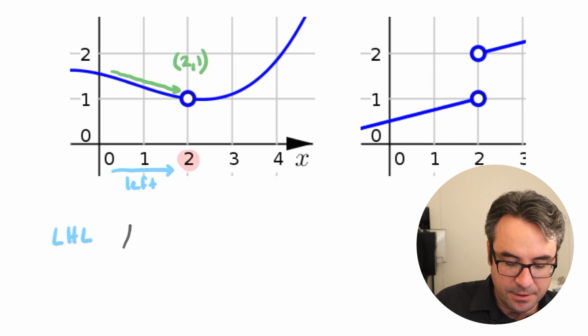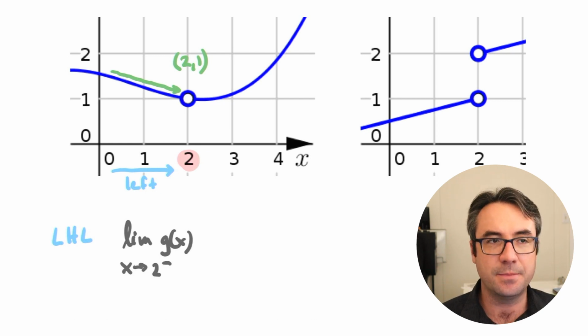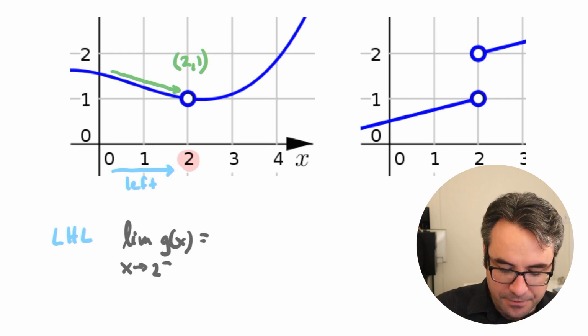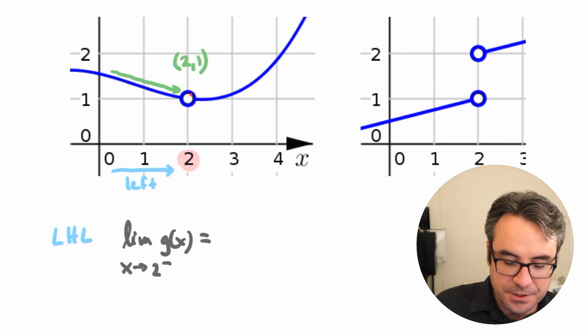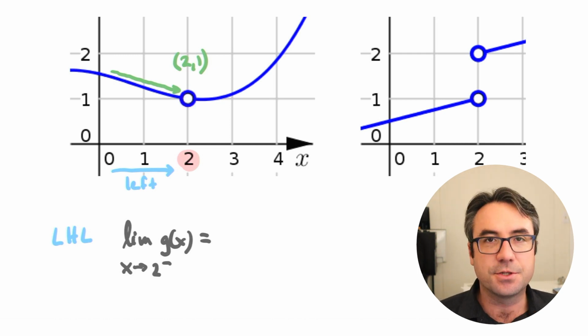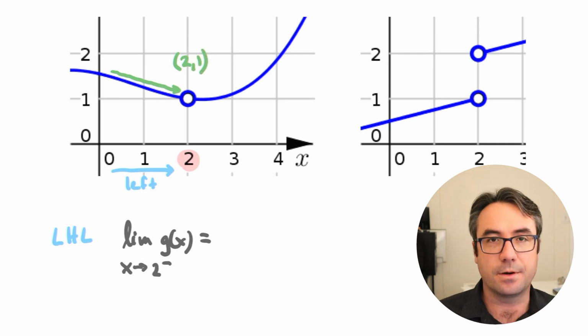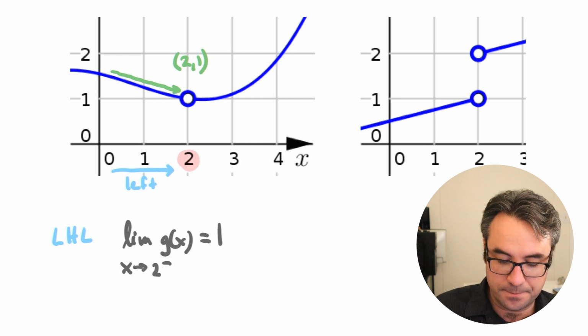I would say the limit of g of x as x approaches 2 from the left, and we'll put a little minus there for our left-hand limit. We're a little bit less than 2. And the function value looks like it's getting closer to this point right here. So what is the value of our limit? It's going to be this y coordinate. So 1.